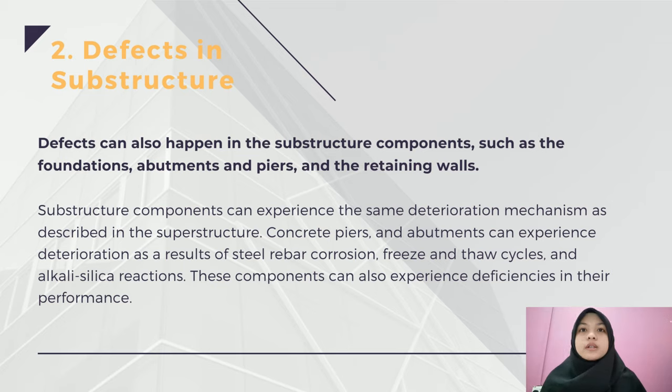Defects can also happen in the substructure components such as the foundations, abutments, piers, and the retaining walls. Substructure components can experience the same deterioration mechanisms as described in the superstructure. Concrete piers and abutments can experience deterioration as a result of steel rebar corrosion, freeze and thaw cycles, and alkali-silica reactions. These components can also experience deficiencies in their performance.